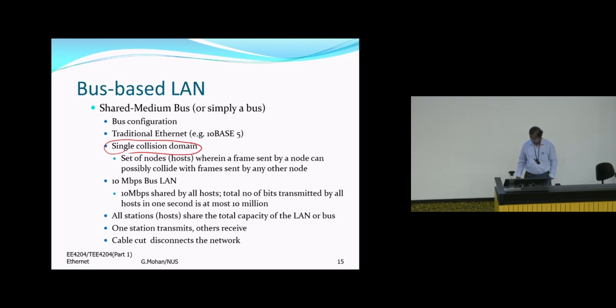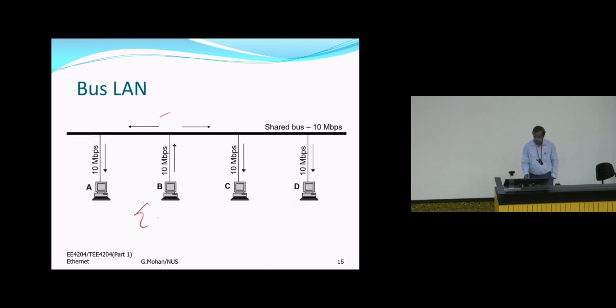Domain means set, in the sense that any host can collide with any other host in the same set. These are possible collisions, correct? Because all share the same bus. A can collide with B, C, D, similarly D can collide with these, right? So we say collision domain is only one set, which will have all the hosts. That's the meaning of collision set. So anyone in this set has a possibility to collide with anyone else, okay?